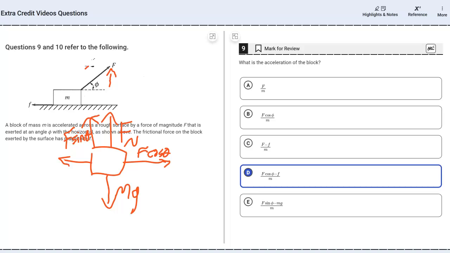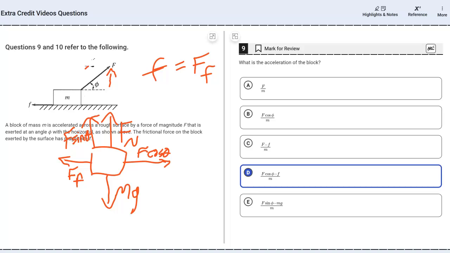We'd have our frictional force, which can be represented as just f. So if our answers weren't in terms of this little f, we would have to find what the normal force equals and then find that the frictional force is mu times the normal force. But here we don't have to do that. We just know that the frictional force is f.